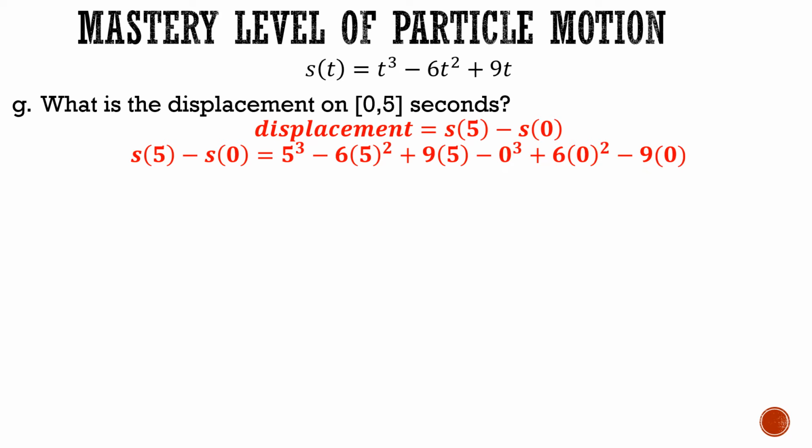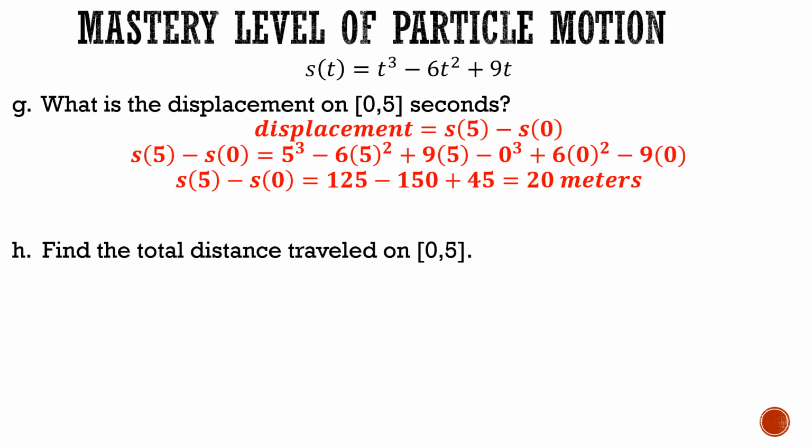And then I'm going to subtract that by plugging in 0, or s of 0, and I get minus 0 cubed plus 6 times 0 squared minus 9 times 0. Simplifying that, I get 125 minus 150 plus 45, which is 20 meters, again using units. Our displacement is in meters because that's how our particle is moving. It's moving in meters. All right, the next question says find the total distance traveled on 0 to 5.